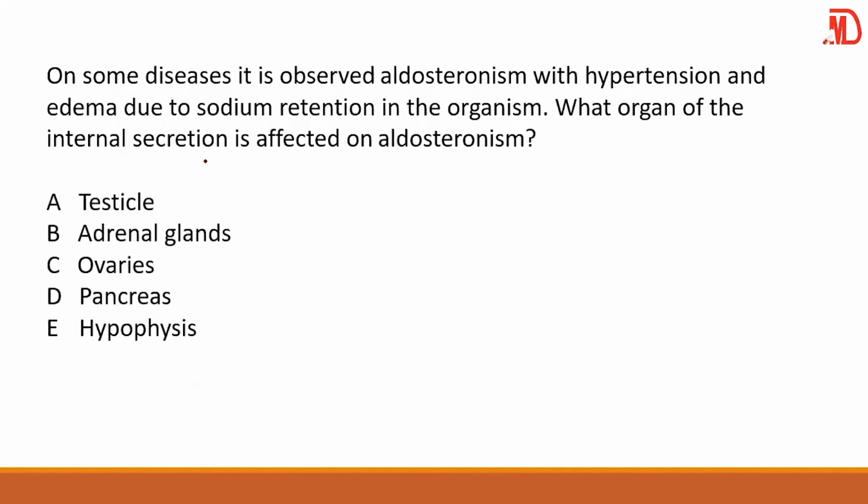All right. So in some diseases, aldosteronism is observed. When we say aldosteronism, it means that there's a high amount of aldosterone. And when we say aldosterone, we are referring to sodium, and hence there's hypertension, of course. When sodium is increased, fluid will not be excreted from the body, or diuresis will be decreased. So there will be an increase in pressure and edema, due to sodium retention in the organism.